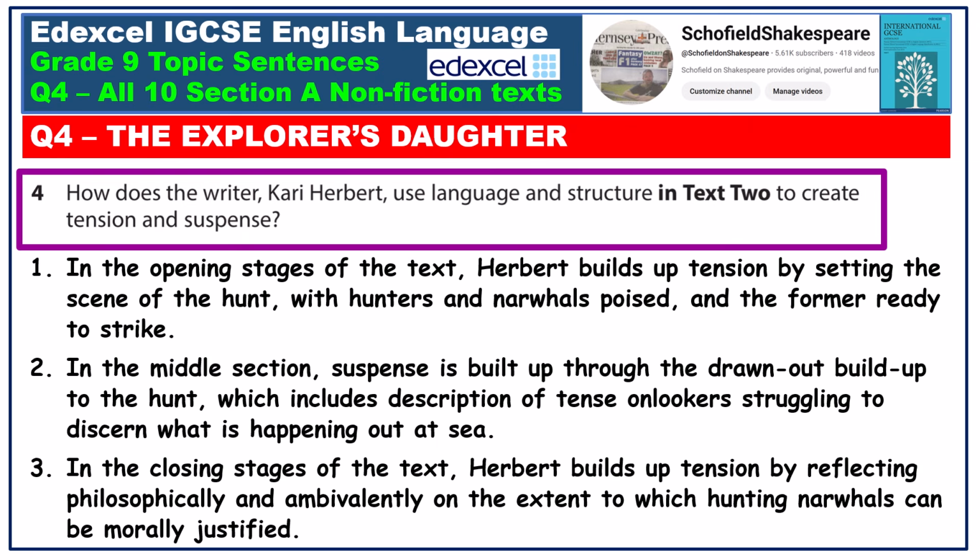My suggested topic sentences. 1. In the opening stages of the text, Herbert builds up tension by setting the scene of the hunt, with hunters and narwhals poised and the former ready to strike. 2. In the middle section, suspense is built up through the drawn-out build-up to the hunt, which includes description of tense onlookers struggling to discern what is happening out at sea. 3. In the closing stages of the text, Herbert builds up tension by reflecting philosophically and ambivalently on the extent to which hunting narwhals can be morally justified.